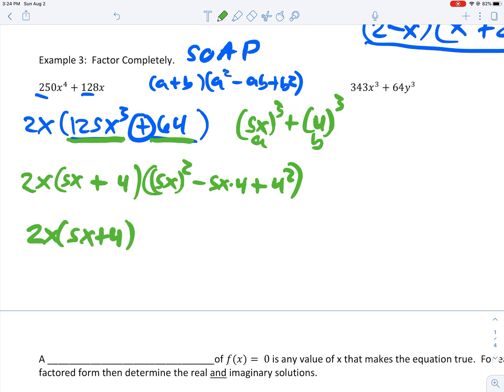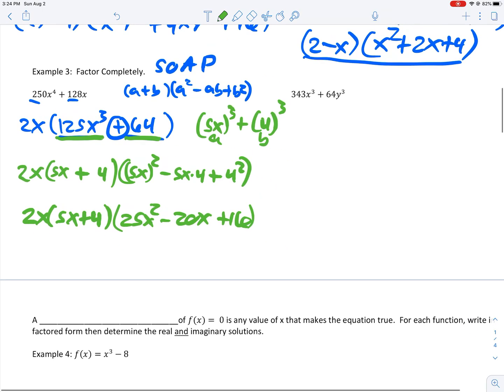And now you just clean it up. Not much to do with the first 2, but the trinomial would be 25x squared minus 20x plus 16. Again, please be careful with the 5x squared. So many students will write literally 5x squared. No, you're squaring 5x, so it should be 25x squared. This part right here is usually the biggest mistake.